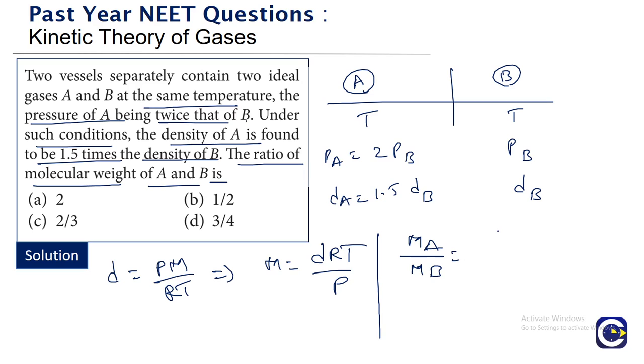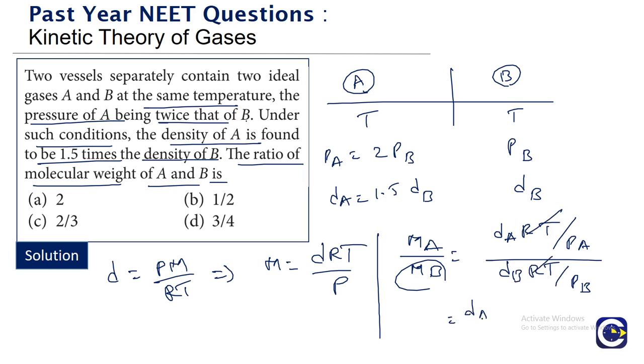Numerator is what, dA into R into temperature by PA, because in both the cases temperature is the same, divided by the denominator, which is the molecular weight of B, means dB into R into T by PB. So R into T will be cancelled. So what is it, dA by dB into PB will go to the numerator, PB by PA.